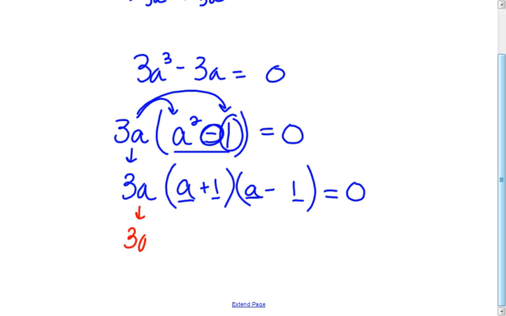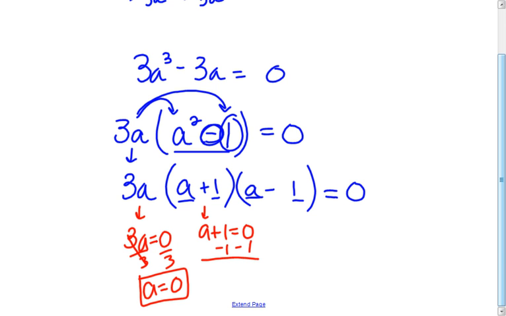So 3a equals 0. I do have a variable here, so I do need to figure out what a has to be so that it turns into 0. So of course you'll divide by 3. 0 divided by anything is 0. Okay? This parentheses, a plus 1 equals 0, subtract 1.